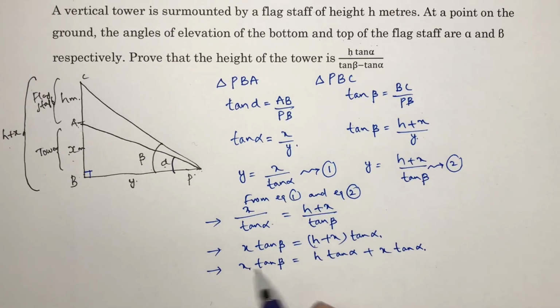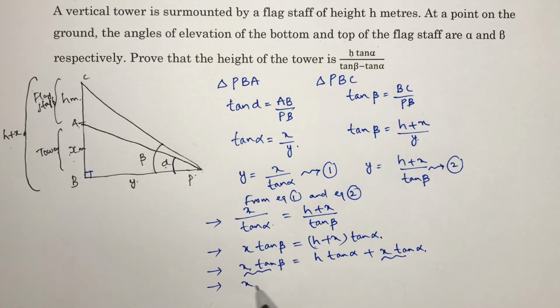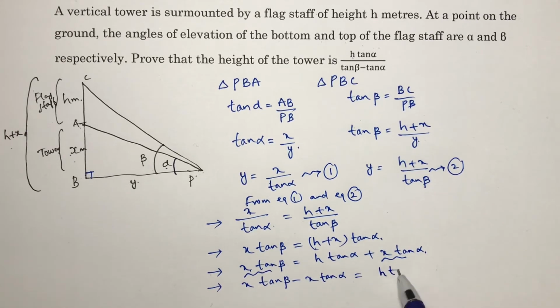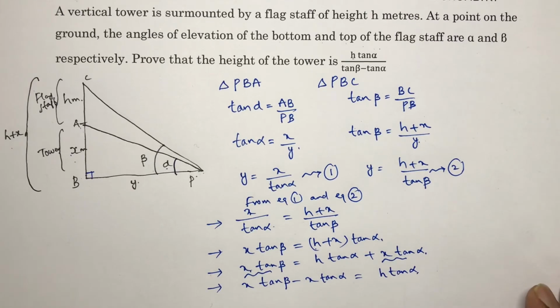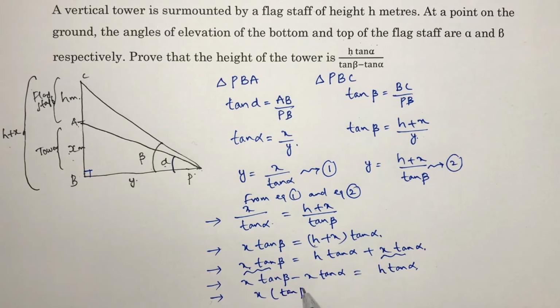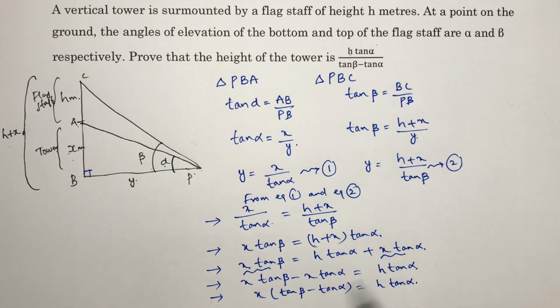Now as we need to find x, bring both the x terms together so that you can take x common. x tan beta minus x tan alpha equals h tan alpha. Now in these two terms, if you take x common, x times tan beta minus tan alpha equals h tan alpha. Now see, next step we need to find x.